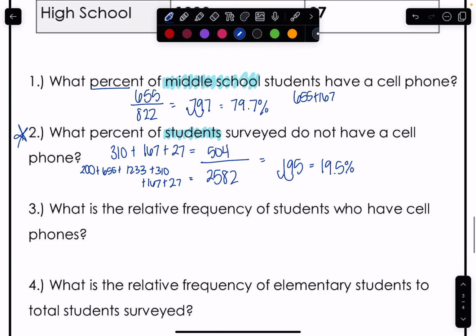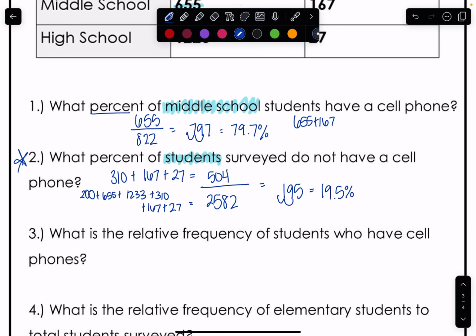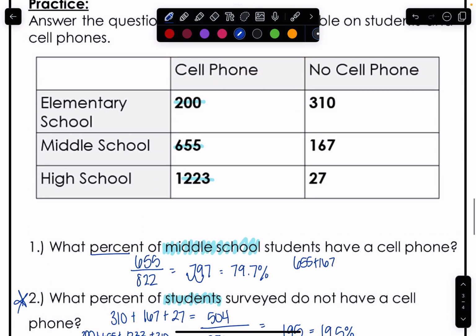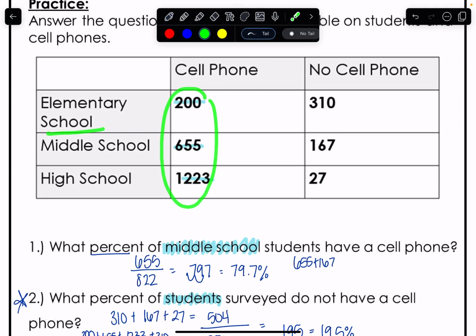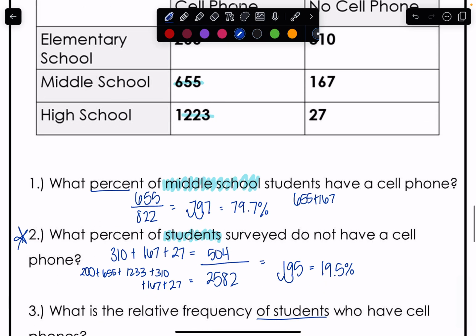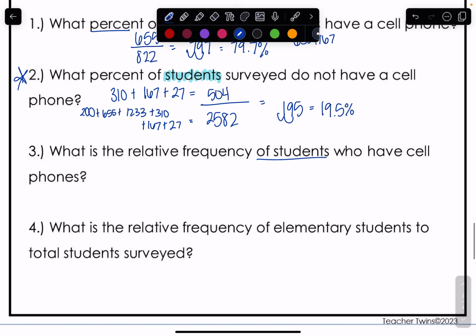It doesn't just say what is the relative frequency of middle school students. It just says of students. So I'm looking at all of my students in all schools. 200 plus 655 plus 1233. So that's going to answer my question here. So 200 plus 655 plus 1223 is, when we type that in, 2078.